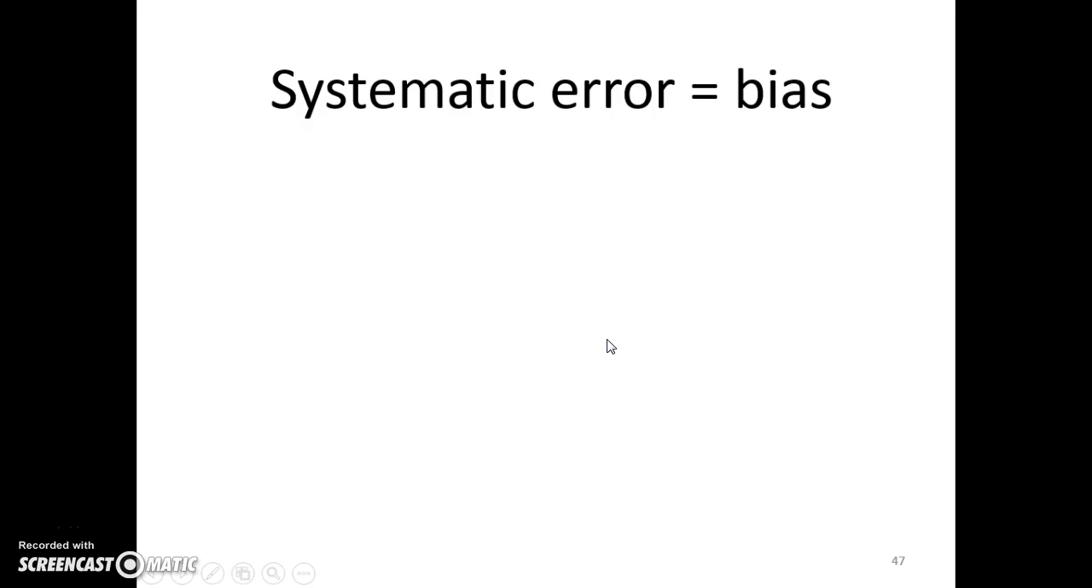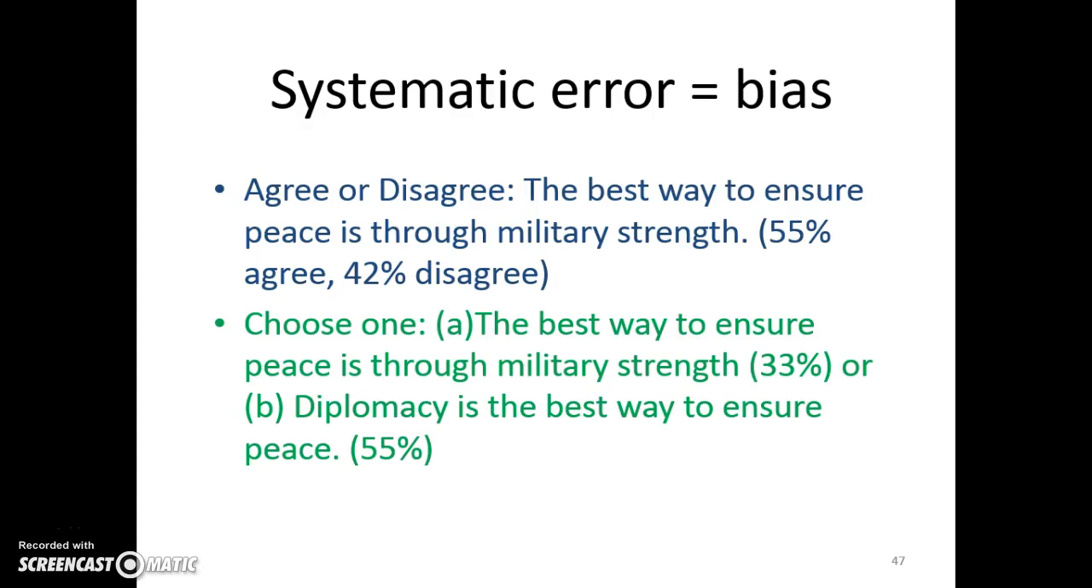So let's look at an example. If I ask everybody, "The best way to ensure peace is through military strength," 55% of people will agree. But if I ask them to choose between the best way to ensure peace being strength versus diplomacy, then only 33% of people agree. So the same question asked two different ways gets different results.